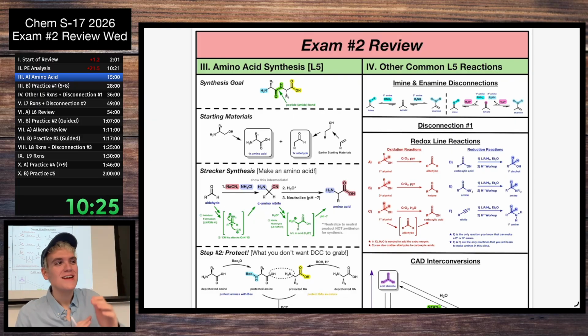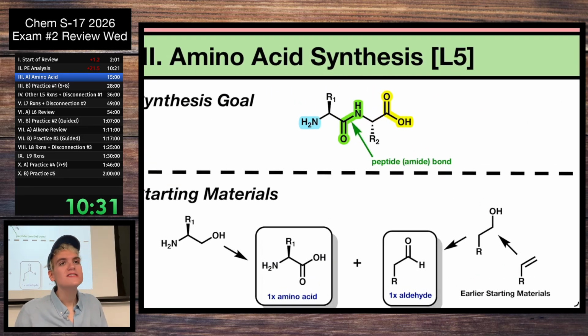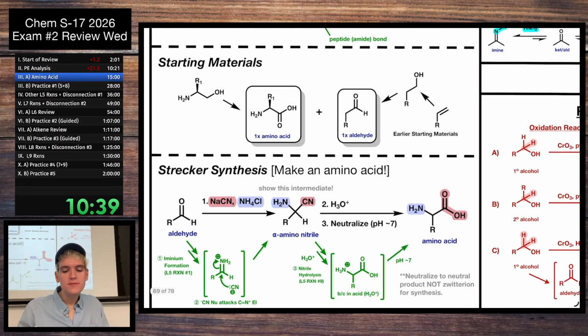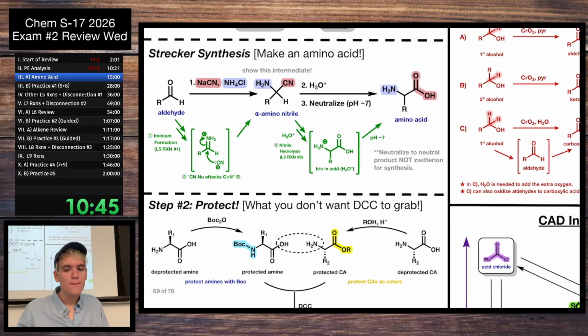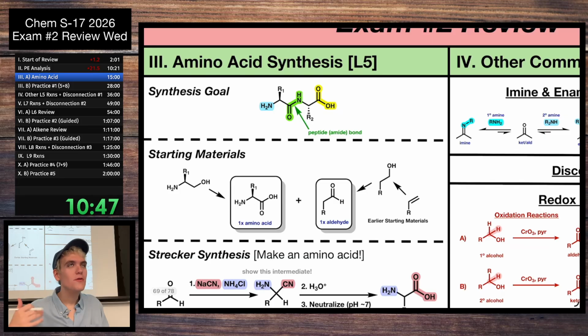Our first topic of the day, since we know it's coming, amino acid synthesis, DCC, all that jazz. Our goal is to make a dipeptide, 2 amino acids coming together with a peptide bond, also known as an amide bond. Generally speaking, we need 2 amino acids to do this, right? We're trying to bring together amino acids. But there are only a few things that we can do on this synthesis to make it more complicated or more engaging.